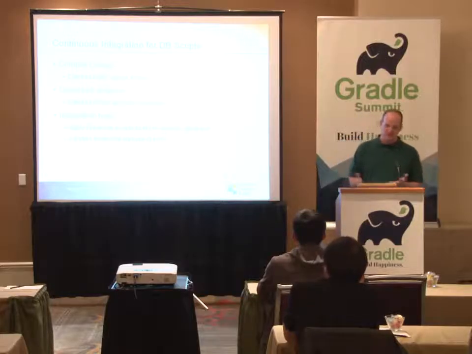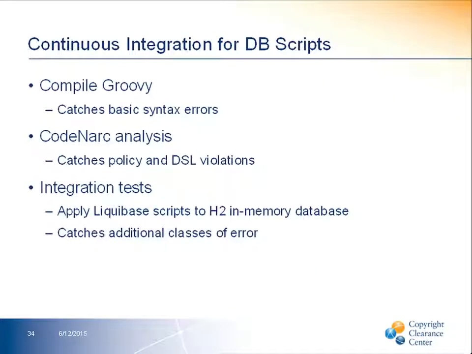Getting back to your question about testing, let's list what we are doing for continuous integration for database scripts. We can compile the Groovy in the first place and find any syntax errors at the language level. We can do the CodeNarc analysis, which catches policy violations like the hard coding, or DSL violations where you have a typo or something that's not supported. Then we have what we call integration tests: we spin up an H2 database in memory and run the Liquibase scripts against it, and that catches other classes of errors, like trying to index a column that doesn't exist. It'll fail right there.